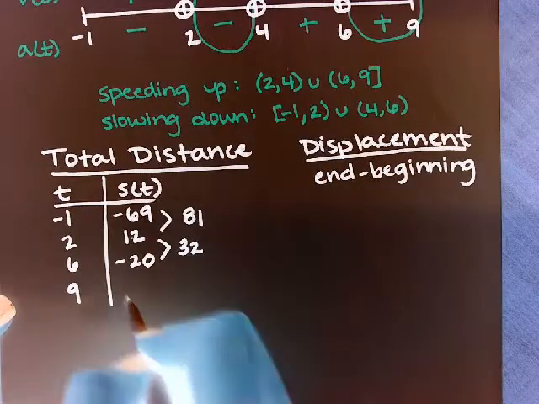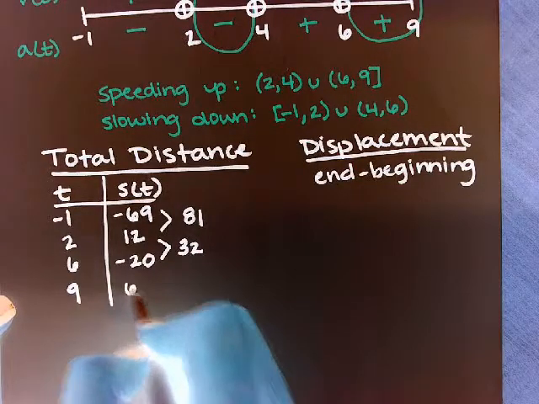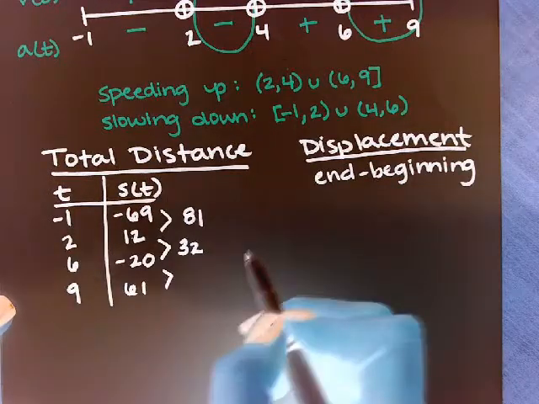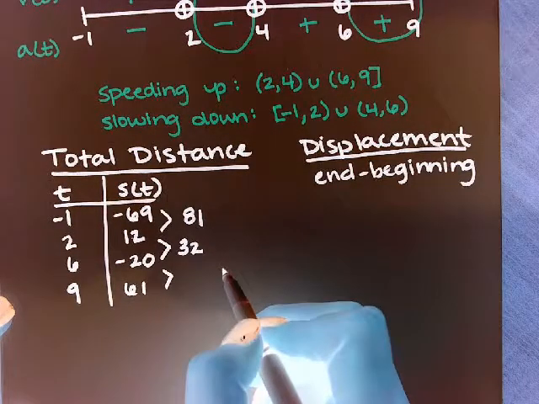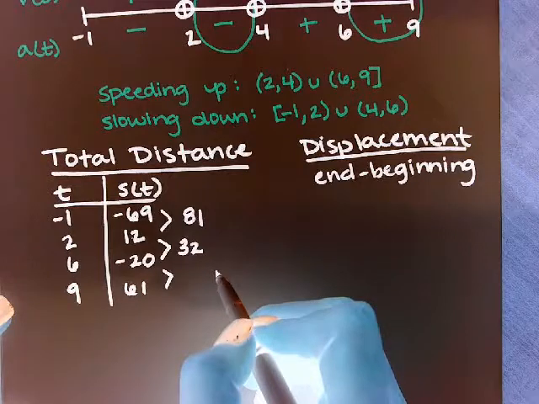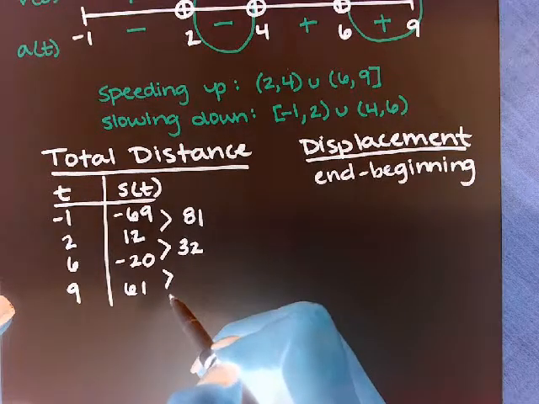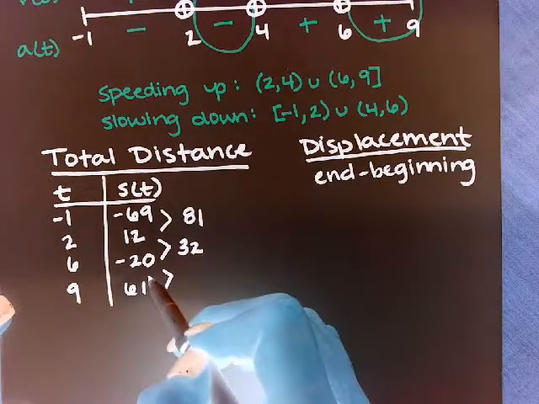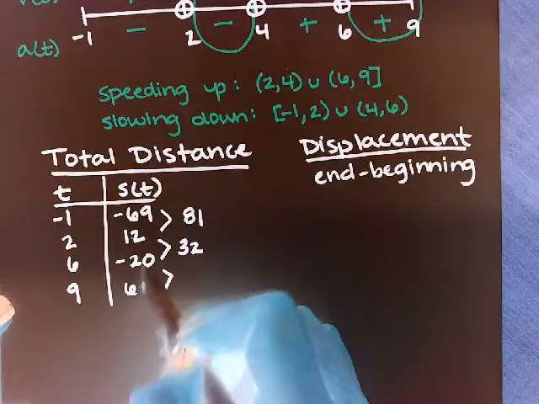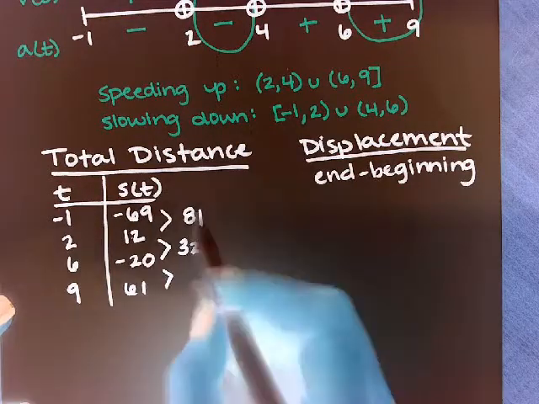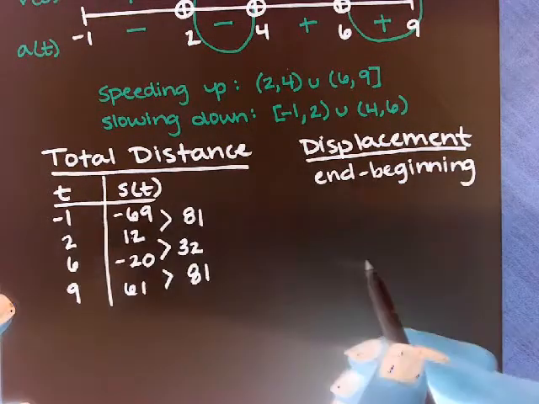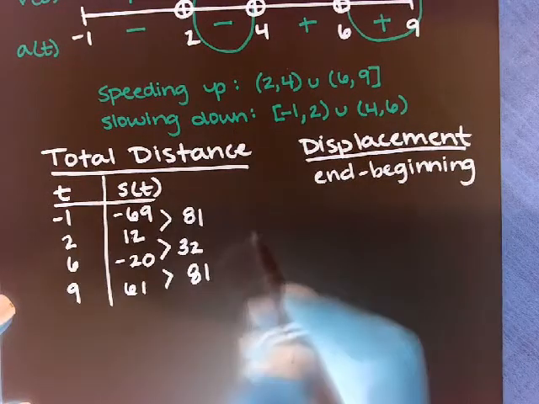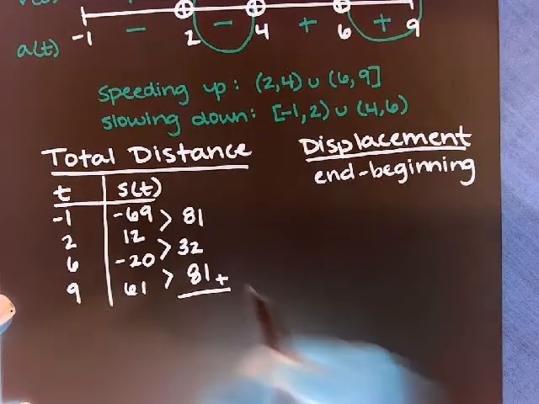Oh, 369, 349? It is not. Wait, I'm almost done. Is it 61? It's 61. All right, so the difference between these two locations is what? 81. So if we want to calculate the total distance, we're just going to add those three numbers up.